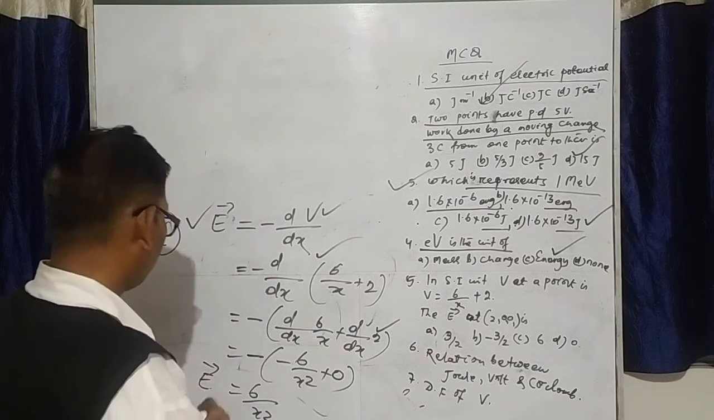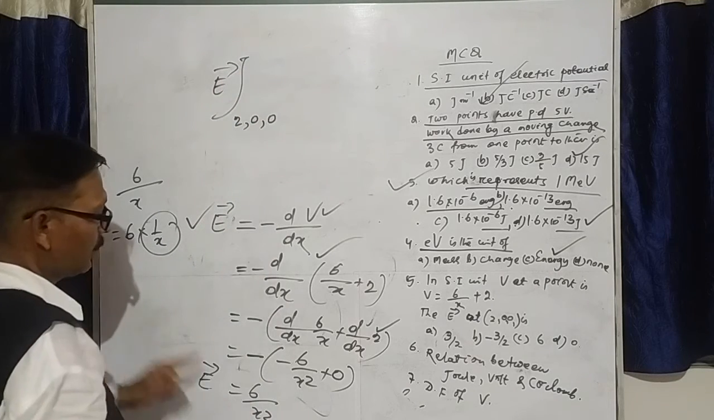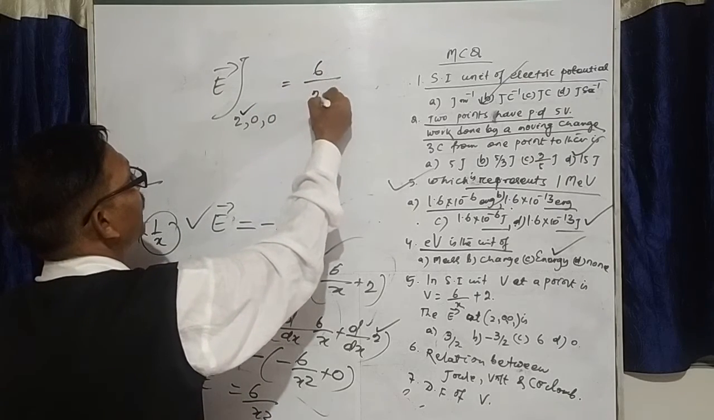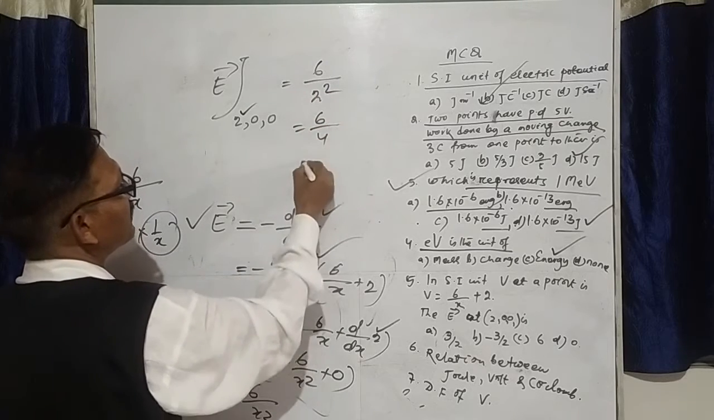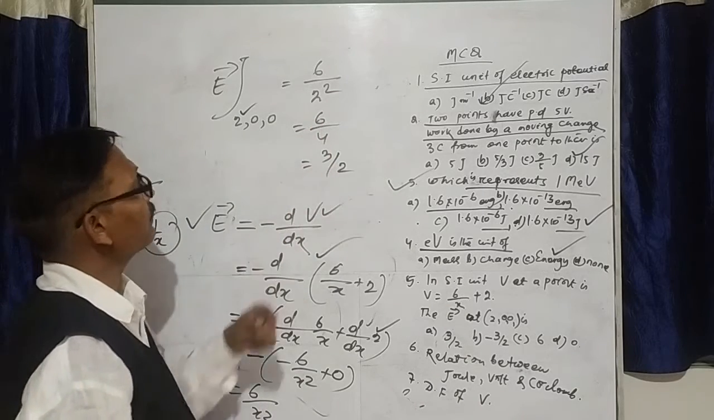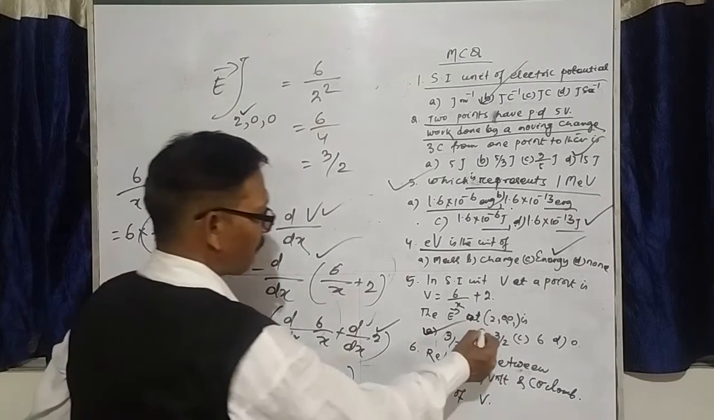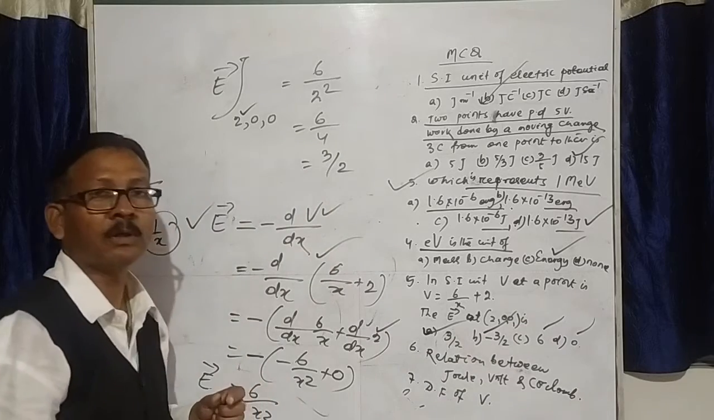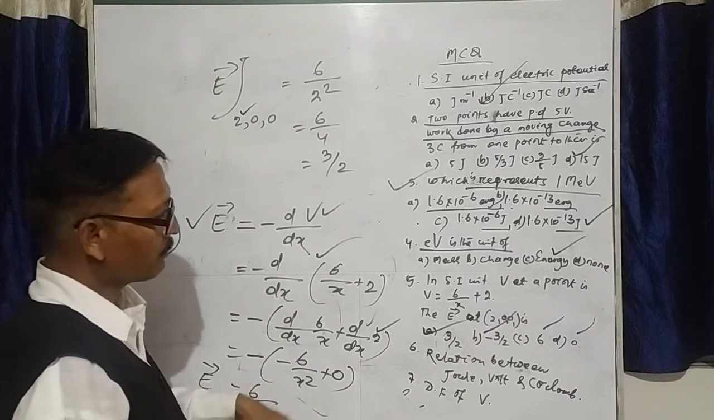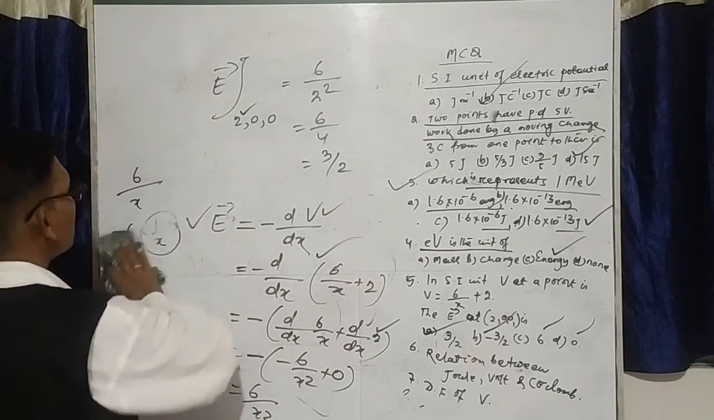Okay, so this is the electric field at x = 2, 0, 0. Here you put your x; this is equal to 6 by 2 square, which is equal to 6 by 4. You cancel 2: 3 by 2. You see 3 by 2, this is called the first option, A is 3 by 2, not minus 3 by 2. So your correct answer is 3 by 2. Clear? So to solve this type of problem you have to know derivatives. Okay, next come to number 6.